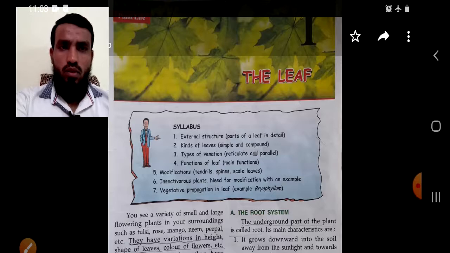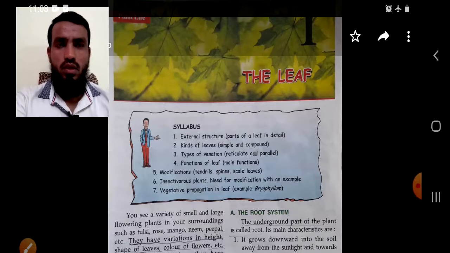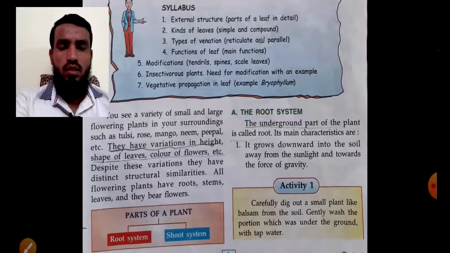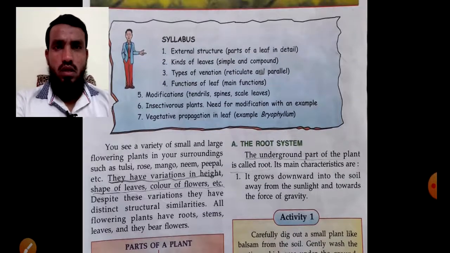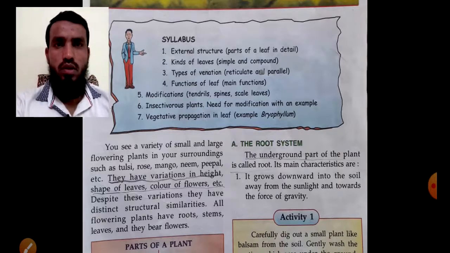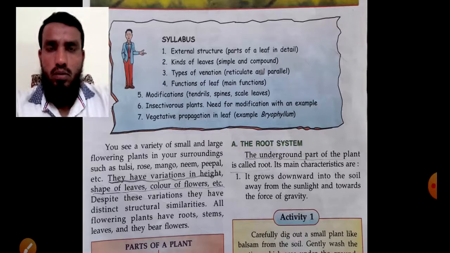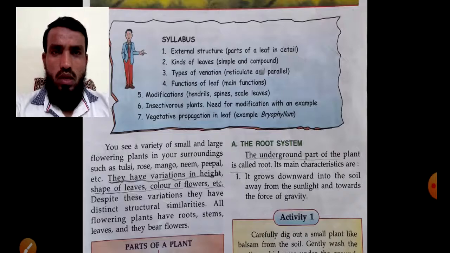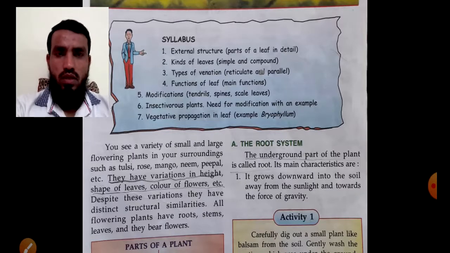Everybody knows what a leaf is. We will start with this chapter, and before starting this lecture, I request every student to please keep a pen or pencil and a notebook with you, so that you can write important points in your notebooks. So we will start our very first lesson.